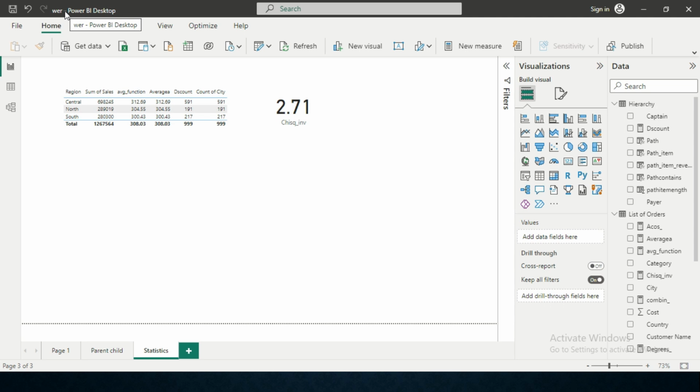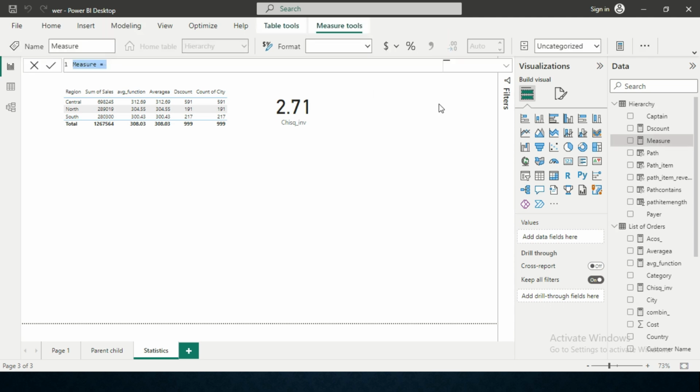So I'm creating a new measure, and I'm naming it confidence norm, is equal to CONFIDENCE.NORM. You can see the syntax: alpha, comma, standard deviation, and size. It returns the confidence interval for a population mean using a normal distribution. Norm is nothing but the normal distribution of the data which is provided.